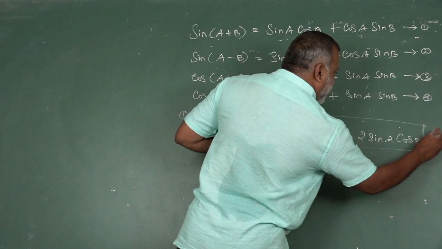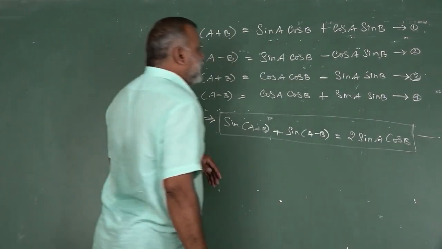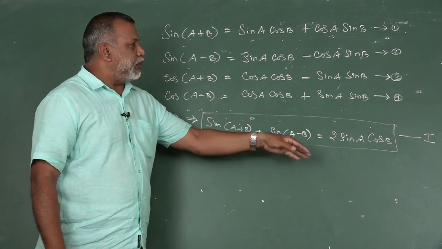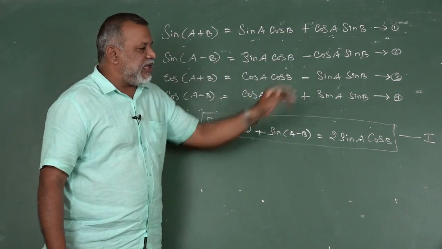This is one of the new results. When we are adding equation number 1 and 2, we are getting a new result. This positive and negative will be removed.